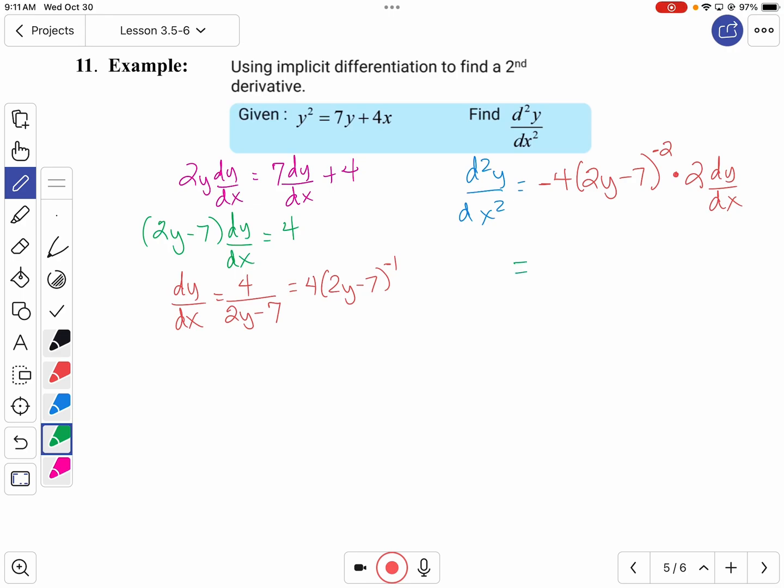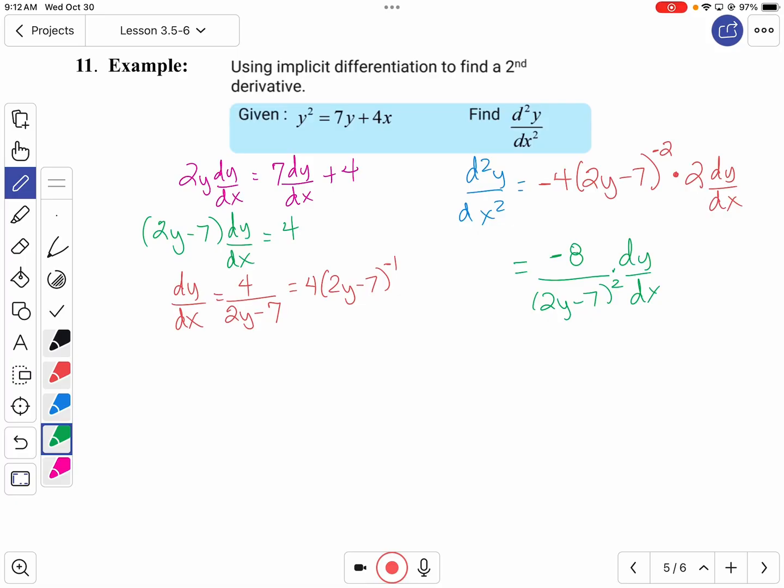Simplification-wise, the negative 4 and the 2, I could multiply together to get negative 8. I could drop the 2y minus 7 back down as squared and a dy dx. Now, the problem here is I can't have a dy dx in my answer and a d squared y dx squared.